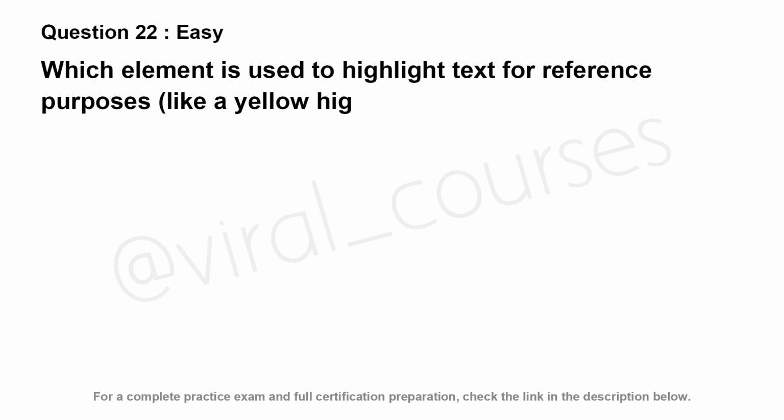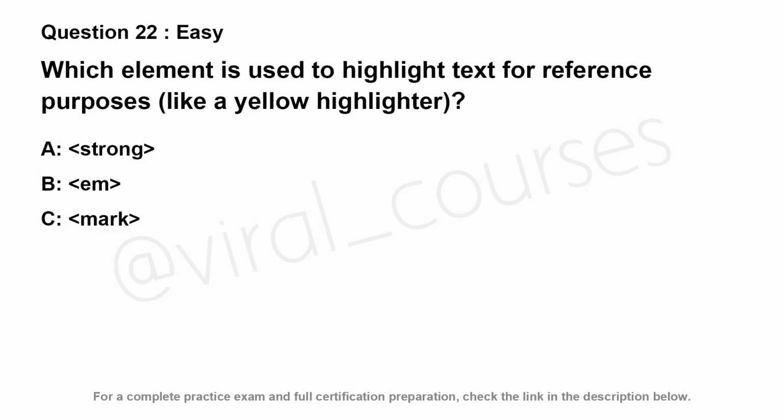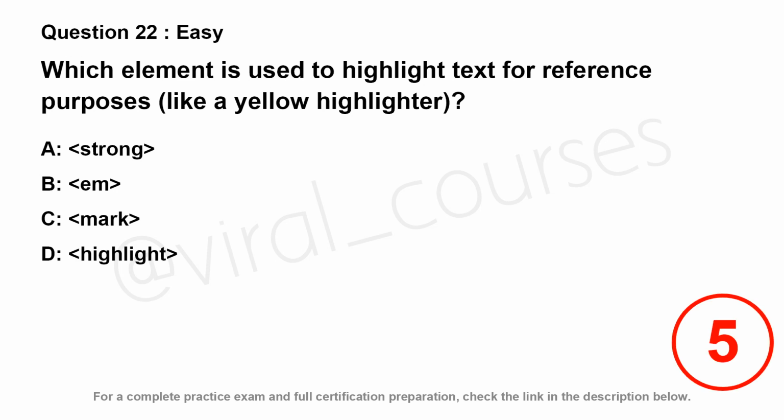Which element is used to highlight text for reference purposes, like a yellow highlighter? Option A, <strong>. Option B, <m>. Option C, <mark>. Option D, <highlight>.